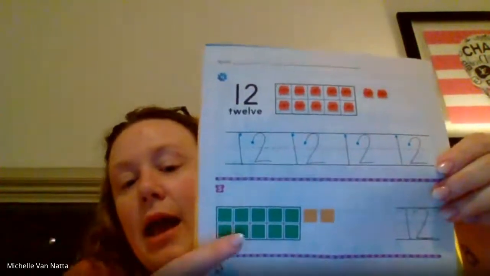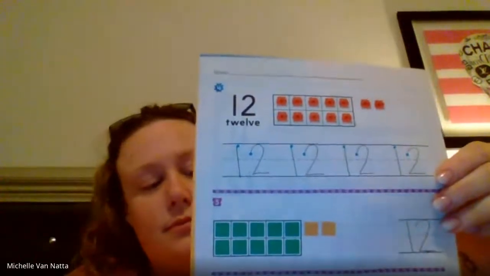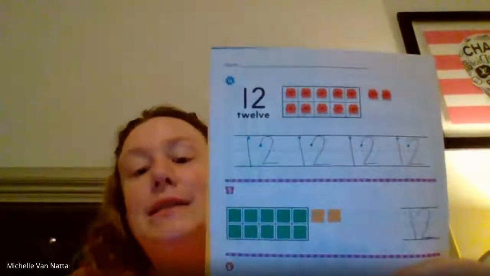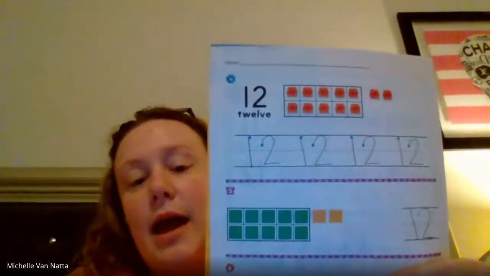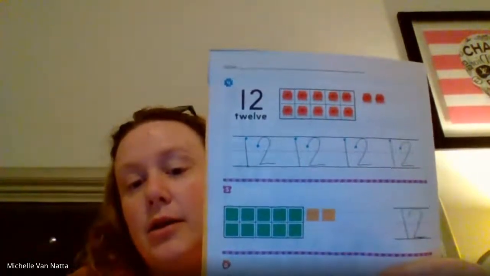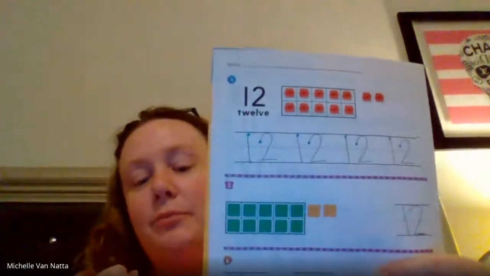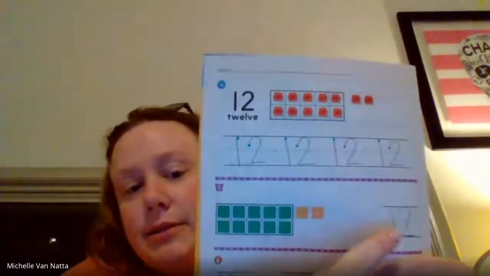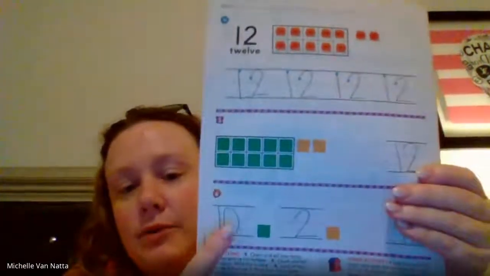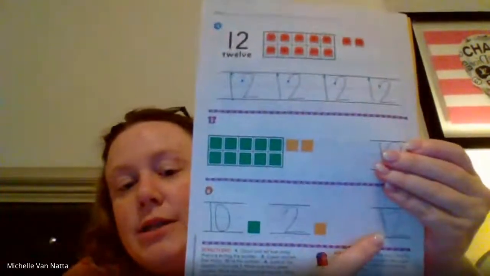Okay. How many green ones do we have? Okay, we have 10. Okay. How many orange ones do we have? Okay. 2. Go write 2 on the next line. And put them together. How many do you get? 12. So it should look like this. We have 10 green, 2 orange, and the total is 12.